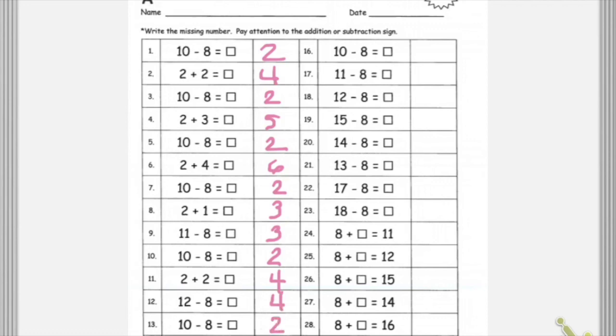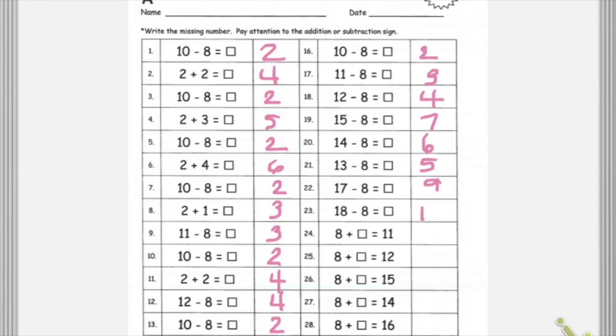Number 13 is 2. Number 14 is 7. Number 15 is 7. Number 16 is 2. Number 17 is 3. Number 18 is 4. Number 19 is 7. Number 20 is 6. Number 21 is 5. Number 22 is 9.